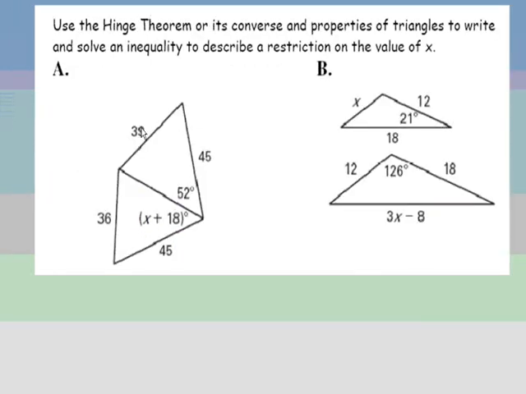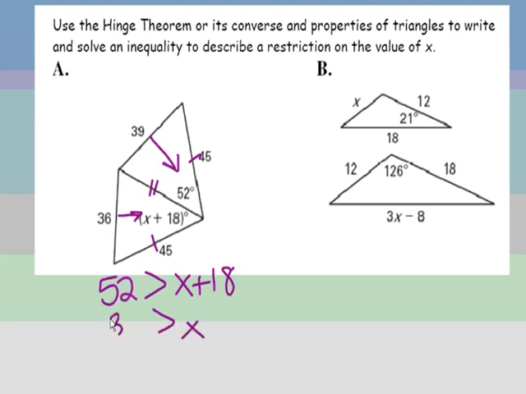Okay, so a couple more examples. So in A here, we've got 45 is congruent to 45, and this is congruent to itself, and this side right here is smaller than this side right here, which means that 52, the angle opposite the longer side, must be greater than the angle opposite the shorter side, x plus 18. So that means that x must be less than 34.